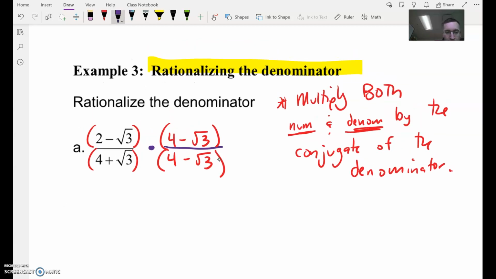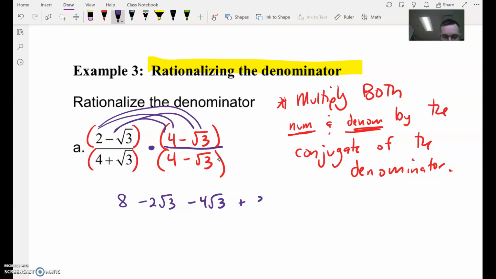So let's multiply this quickly. 2 times 4 is 8. 2 times negative square root of 3 is negative 2 root 3. Negative root 3 times 4 is negative 4 root 3. And negative root 3 times negative root 3 is positive root 9, which I'll just go ahead and write as a 3. That's on top.